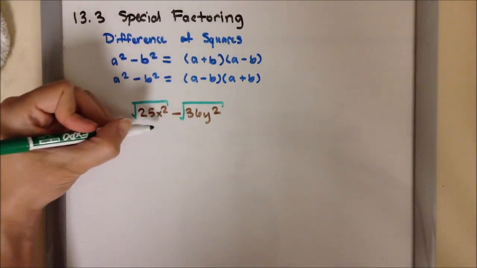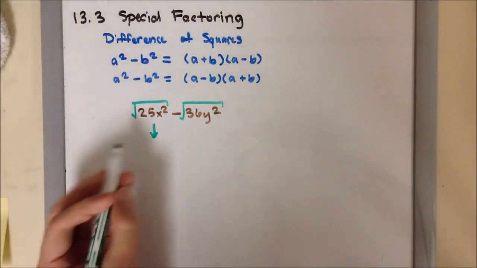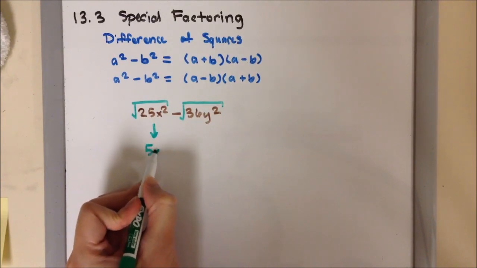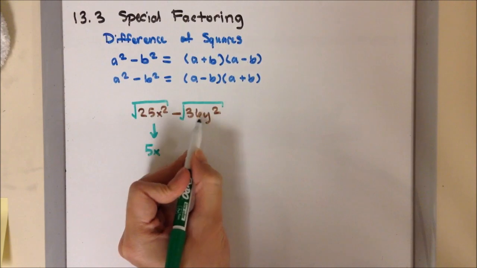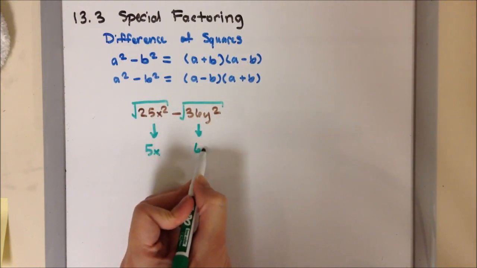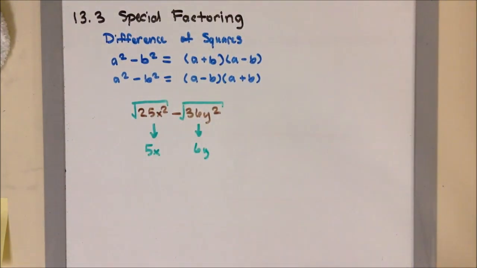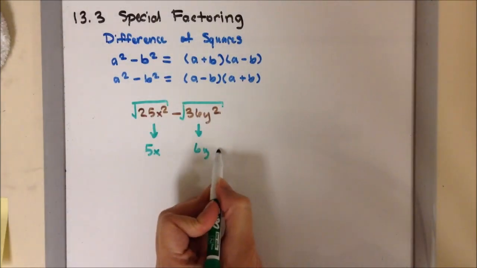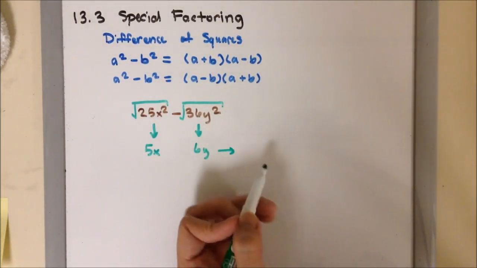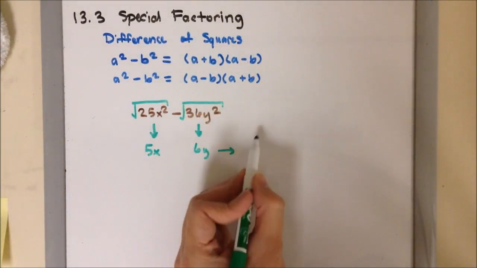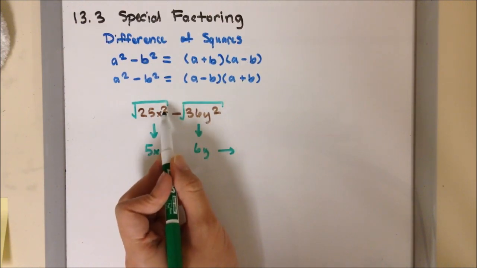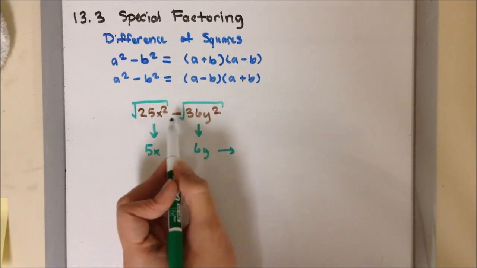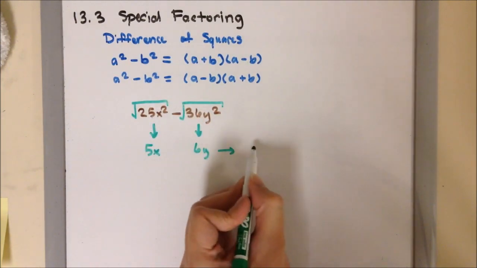So the square root of 25x squared will be 5x. And then the square root of the second term, 36y squared, will be 6y. So once I finish finding the square root, then we're just going to put it in this form. Again, make sure that when you're factoring, this is a difference of squares: two perfect squares with a minus in the middle.